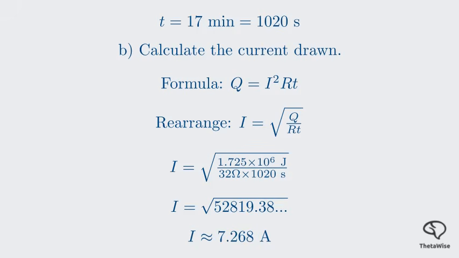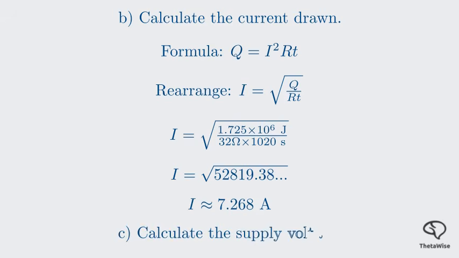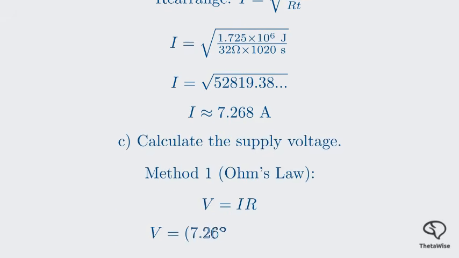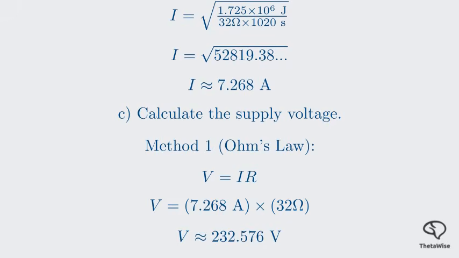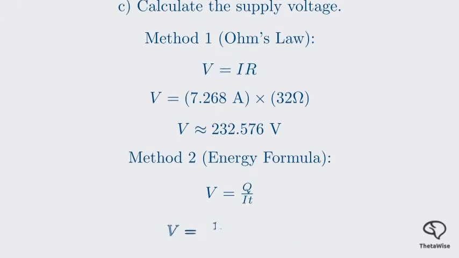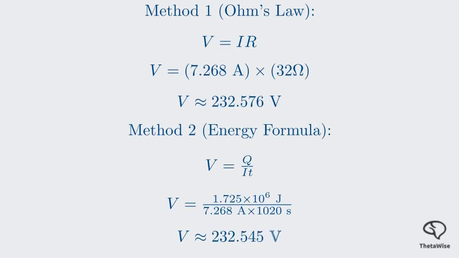Now let's find the voltage. Part C asks for the supply voltage. Again, 2 methods. The simplest is using Ohm's law. V equals I times R. Using our calculated current and given resistance, we get 232.576 volts. A more precise calculation using Q equals VI yields 232.545 volts. The slight difference is due to rounding our current value. In a test, either would likely be acceptable, but using original values is safer.